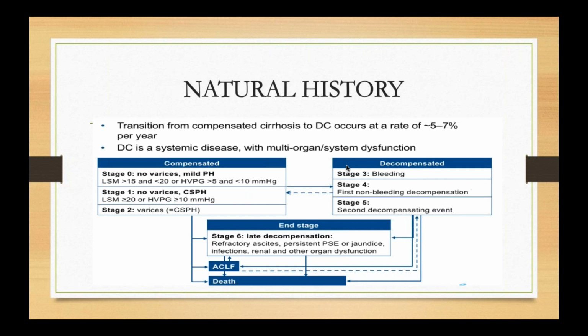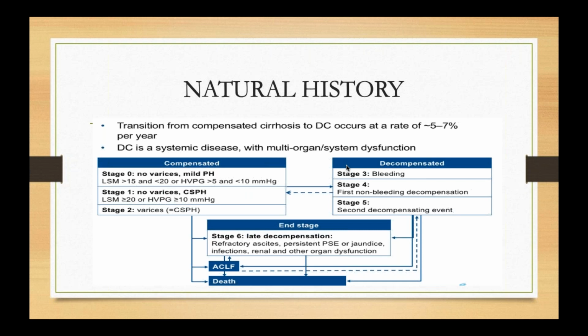So compensated cirrhosis we divide into stage 0, 1, 2. Stage 0 means there will be no varices on endoscopy, and there will be mild portal hypertension. LSM, liver stiffness measurement by elastography, will usually be more than 15 but less than 20. HVPG, which I will discuss also, hepatic venous pressure gradient, will be more than 5 but less than 10. Stage 1, there will be no varices but clinically significant portal hypertension, meaning LSM is more than 20 and HVPG is more than 10.